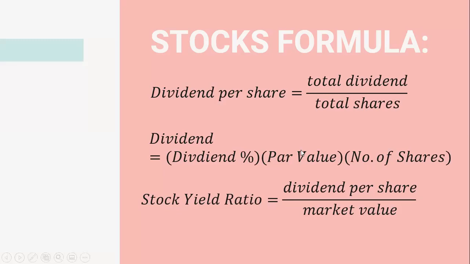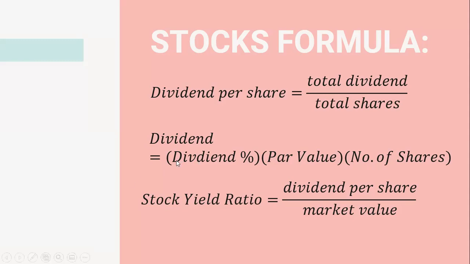Ito lang yung formula natin for week 4. To compute for the dividend per share, it should be the total dividend divided by the total shares. So let's say for example, sa isang company, nag-share ka ng 100 shares. Tapos kumita yung company ng 1 million. Ibig sabihin, yung each share mo ay 1 million divided by 100 shares. So yun ang makukuha mo. Pag gusto mo naman makuha yung total dividend mo, yung naging dividend mo times 100.